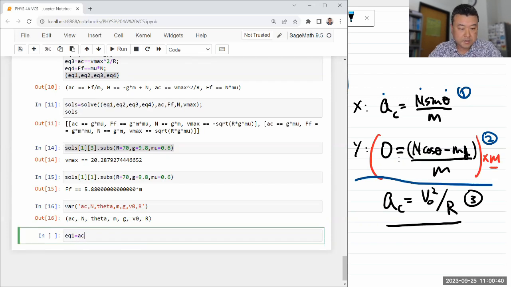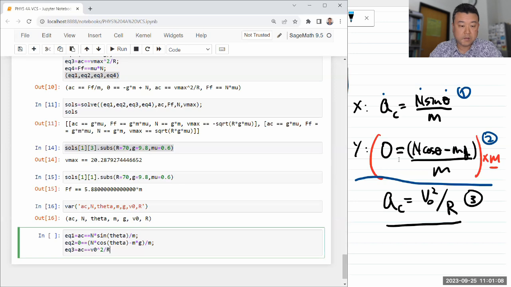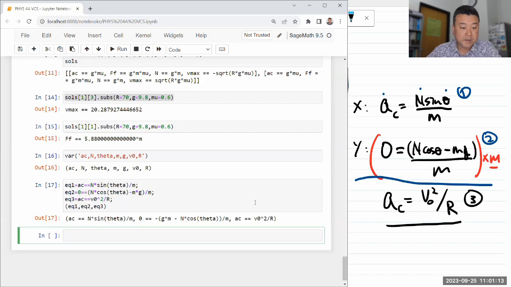So AC is equal to N times sine theta divided by M. Equation 2 is 0 is equal to N times cosine theta minus M times G, divided by mass. Let me leave it here, I think it's going to be fine. Equation 3: centripetal acceleration is equal to V naught squared divided by R. And let me print those equations to make sure I didn't make any typos. Equation 1, 2, and 3.